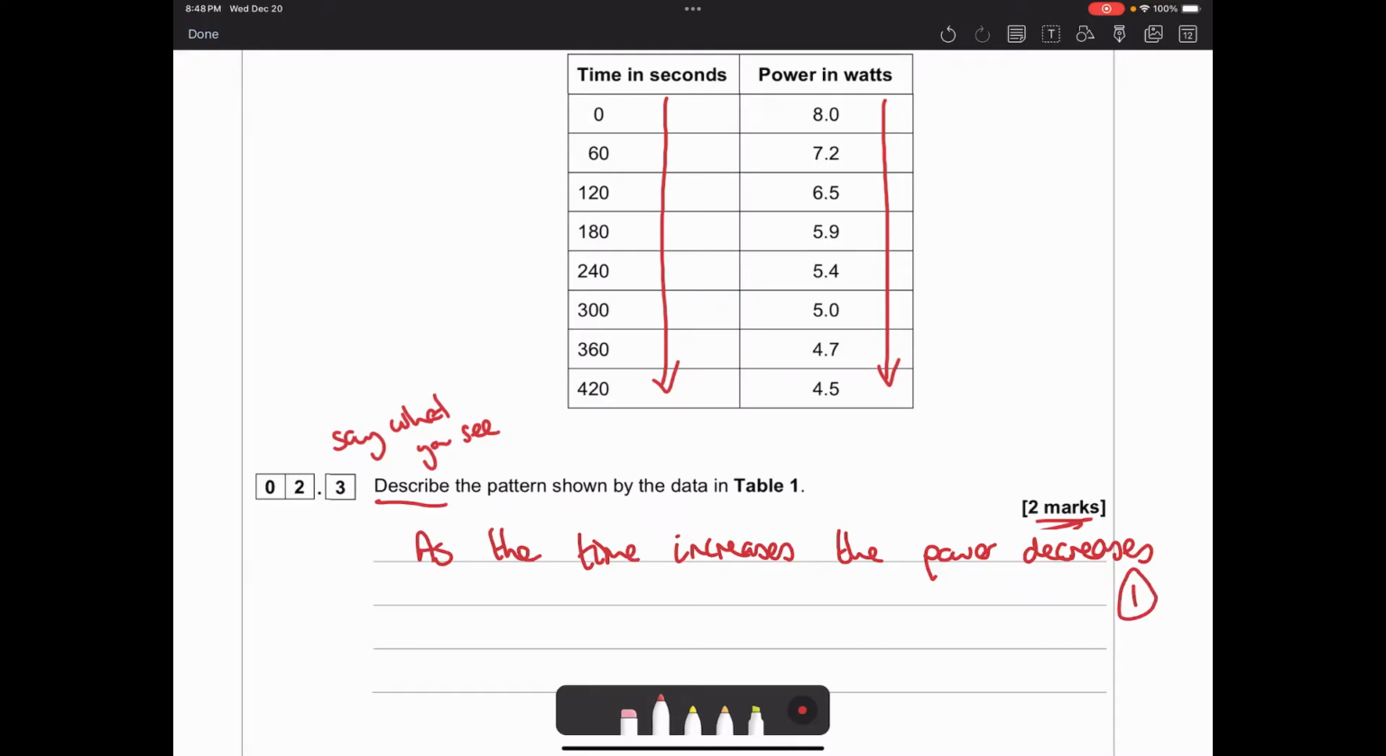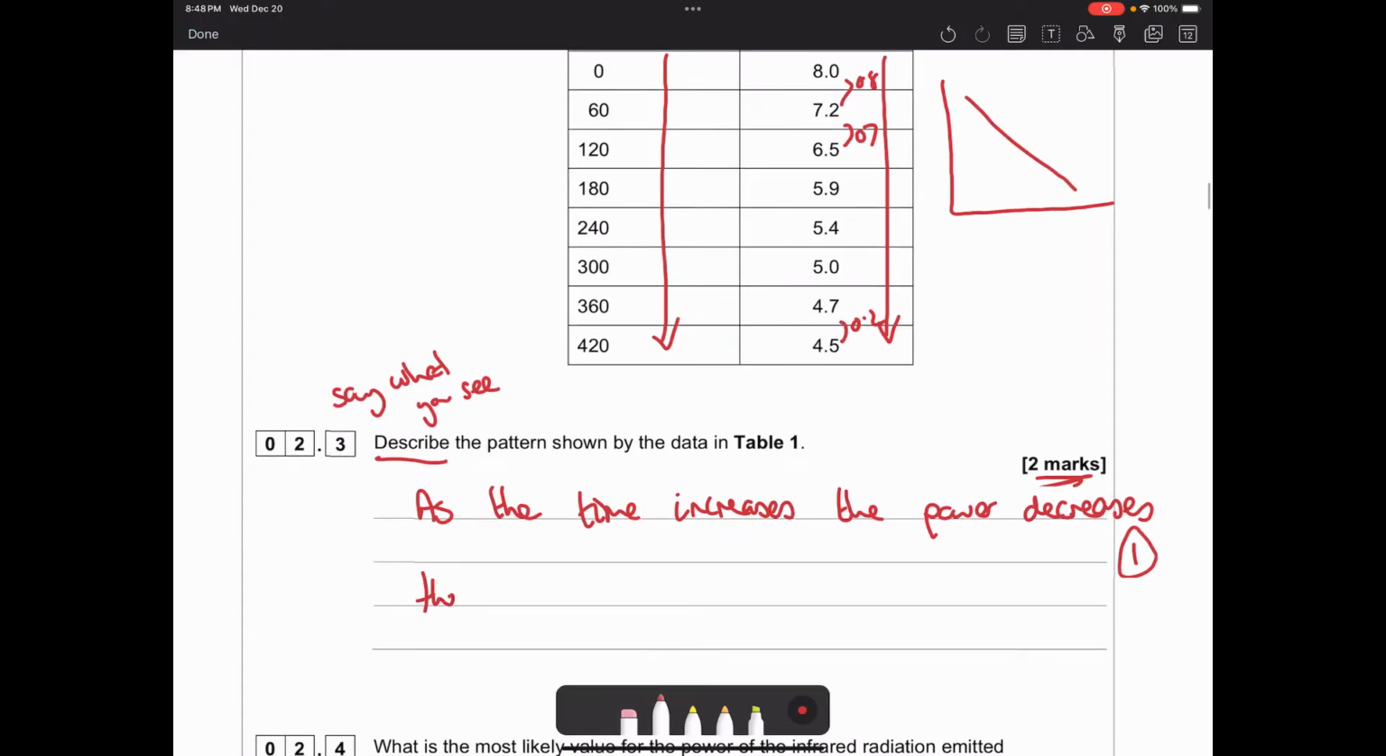However, does that go at a constant rate? Okay, if I was drawing a little sketch graph of it, would it be going down in a straight line? Well, this data, you can see, this has a gap of 0.8, this has a gap of 0.7, down here, this has a gap of 0.2. So what I would also then be doing is saying the rate of the decrease slows down over time. So the rate of power decrease slows over time, and that would get you the second mark.